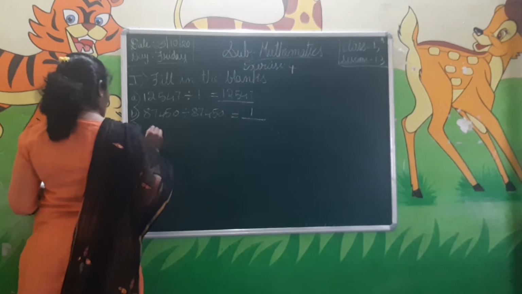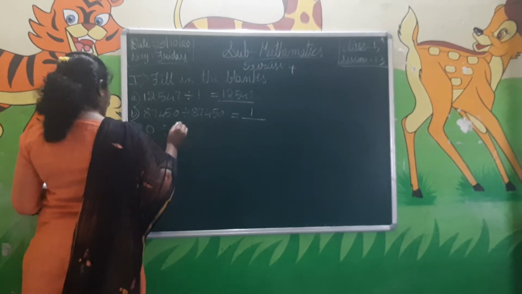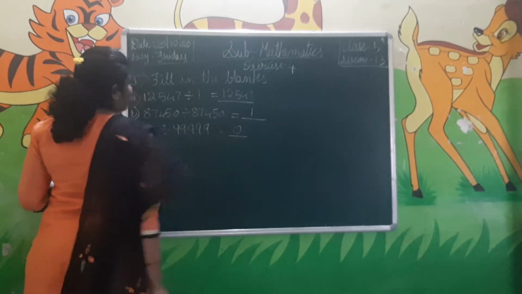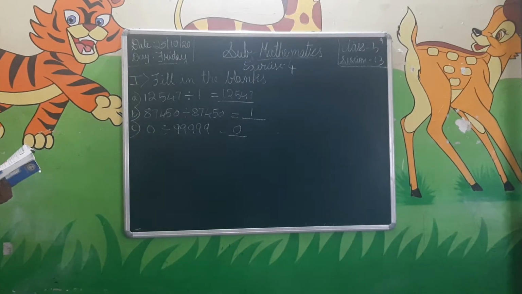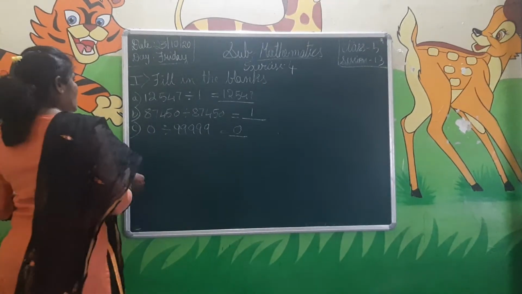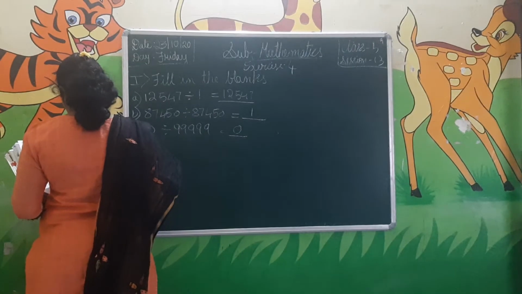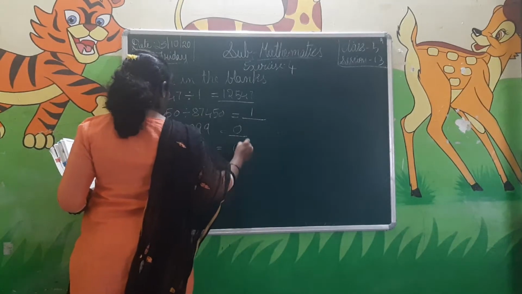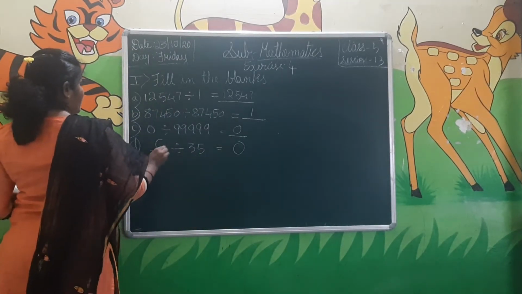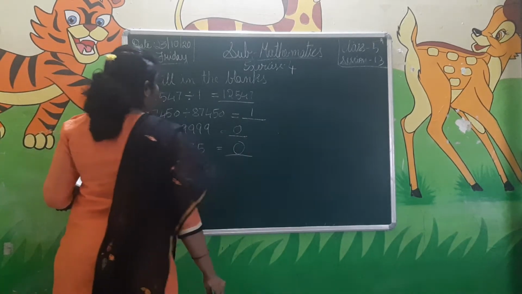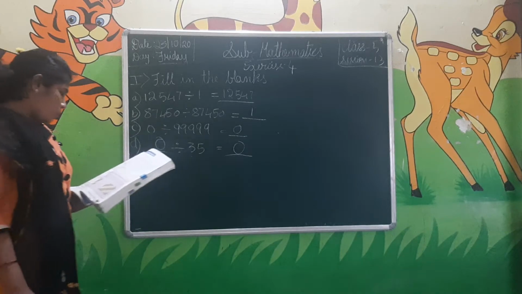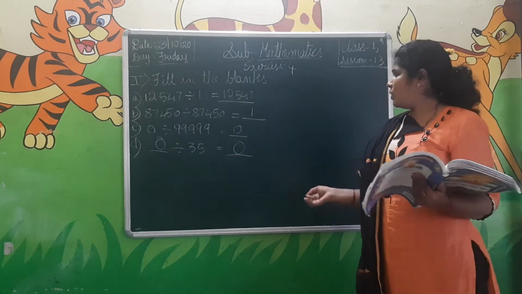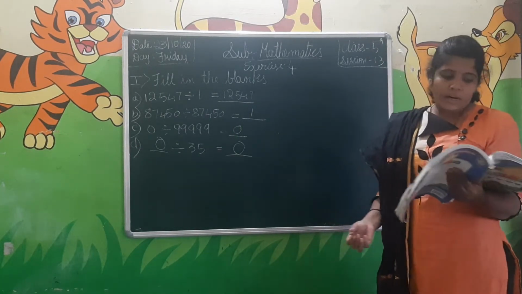Next, C: 0 divided by 99,999. Then the answer will be 0. If you multiply or divide 0 with any number, you get the answer as 0 itself. Next, 35 divided by 0 is equal to 0. These are some of the rules, and also properties, of division that you should keep in your mind.